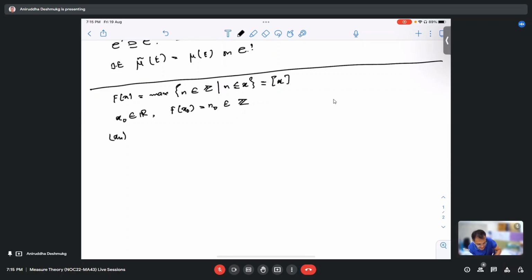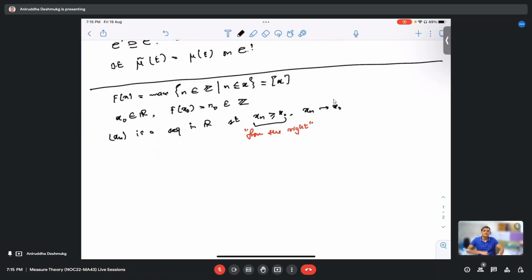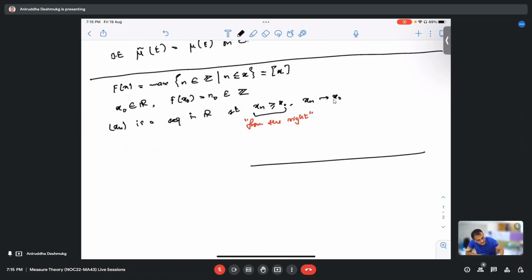And let us take a sequence xn in R such that xn is bigger than x naught and xn converges to x naught from the right, right? So writing this means from the right. Do you agree? Yes, sir. So let us draw something. Somewhere here is n naught plus 1, and somewhere here is x naught. And then we have a sequence. That sequence could be anywhere, x1, x2, x3, and then maybe x4 is here.